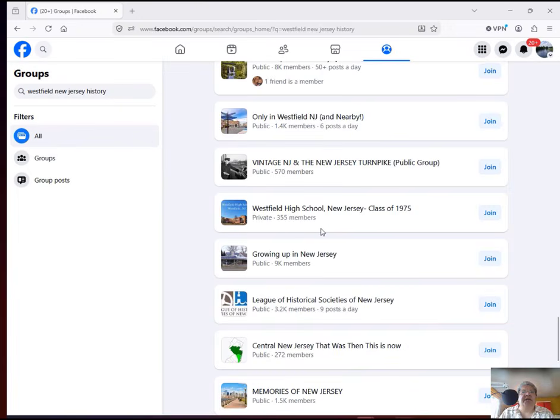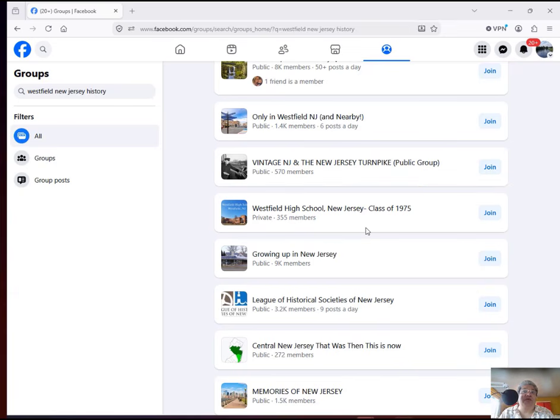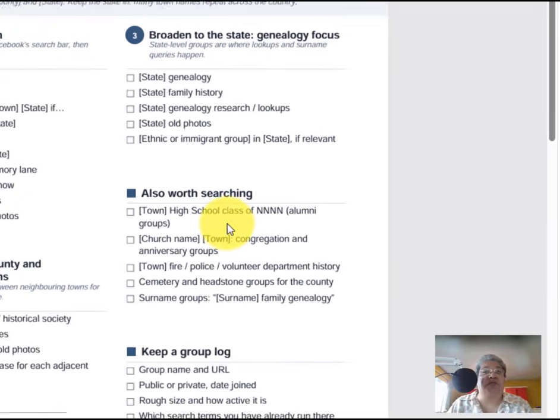Take a look at this group here. Westfield High School, New Jersey, class of 1975. If they graduated high school in 1975, they were born in the 1960s. You may be thinking that's actually still too recent for you, but they could be reminiscing about parents and even grandparents who went to the same school. Worth a look. For this reason, I've put in this extra section here of other potential searches.